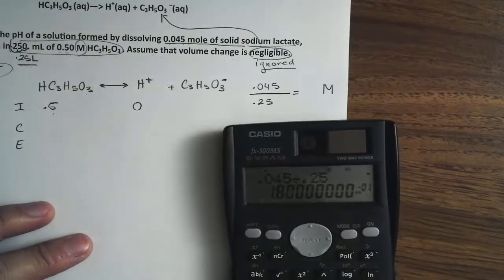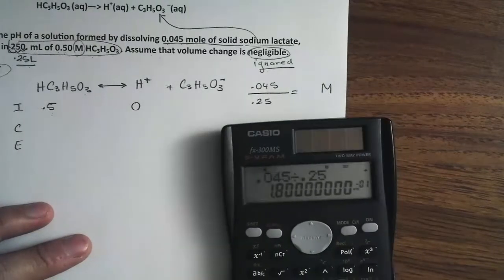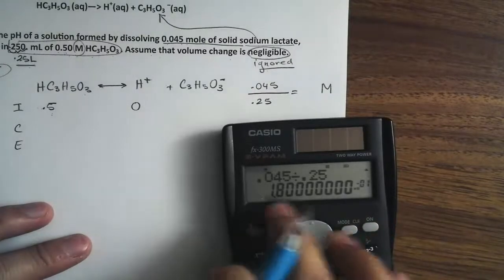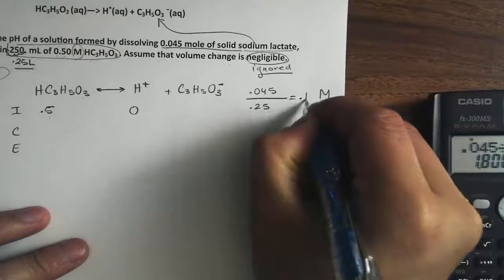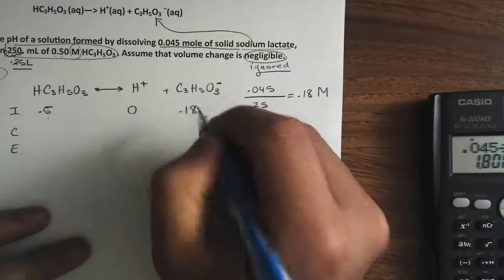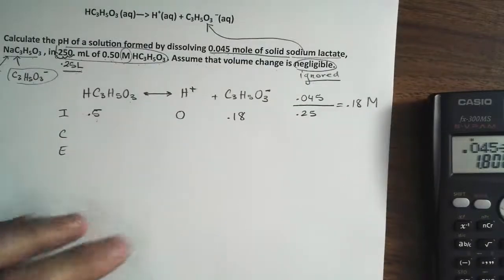and give us 1.8 times 10 to the negative 1, which in decimal form is a lot easier to write: 0.18. So this is 0.18 molarity, and that is going to be right here. Now, do you see how this problem has changed?